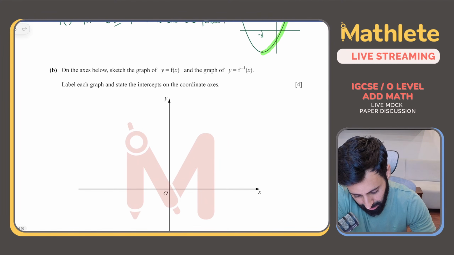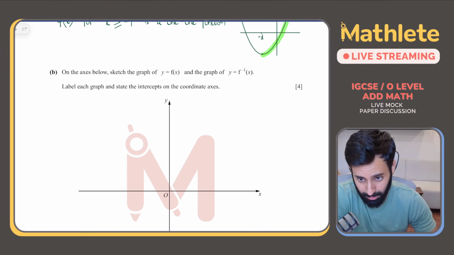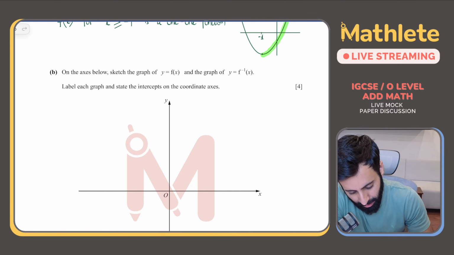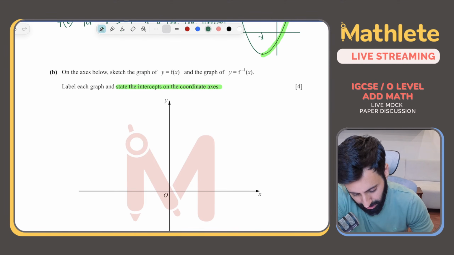On the axes below, sketch the graph of y equals f of x and the graph of y equals f inverse of x. Okay, now the curve has given us quite important things. And notice the question says label each graph and state the intercept on the coordinate axes. That means the question is only interested in the x and the y intercept.